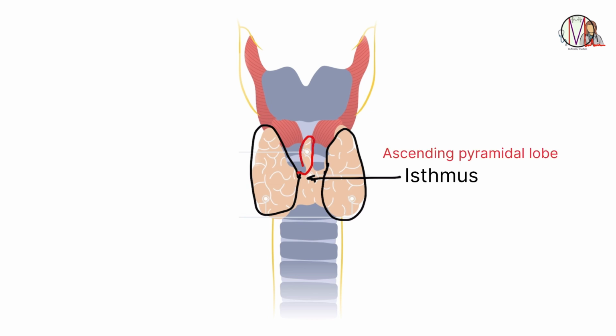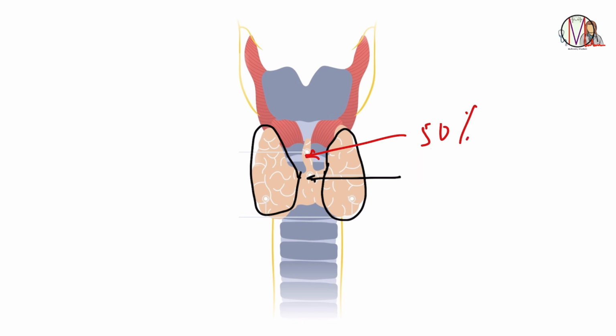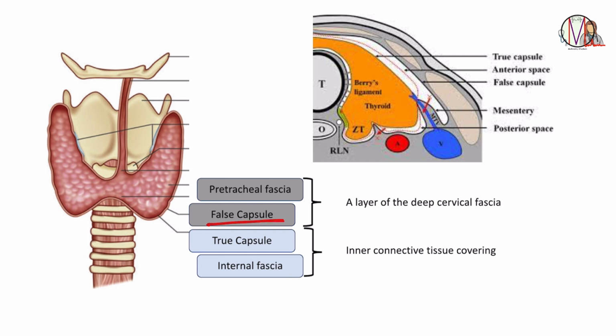An ascending pyramidal lobe is also present sometimes, in about 50% of the population. The thyroid gland is encapsulated by a false fascia and a true fascia. The false fascia is also known as the pretracheal fascia, which is a layer of the deep cervical fascia at the front of the neck, whereas the true fascia is also known as the internal capsule, and it is an inner connective tissue covering which cannot be separated from the gland. It forms septae dividing the gland into lobes.